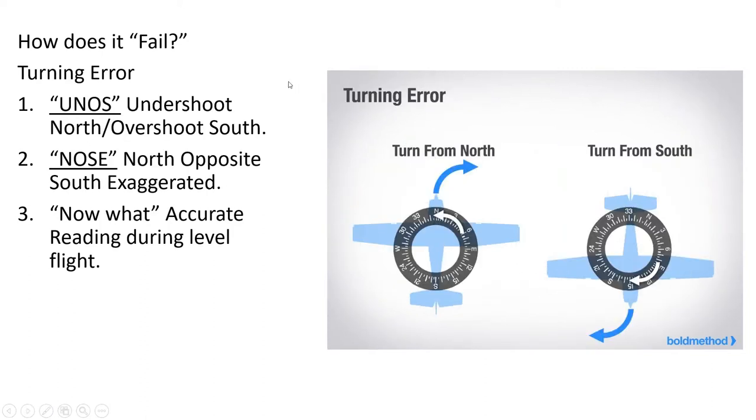So the turning error, right? Undershoot north or overshoot south is one way to think about it, or north opposite, south exaggerated. If we're looking at Mount Adams and we go to turn to the right from the north, it'll make an initial turn. The compass is reading a higher number. But as you keep turning, it catches back up to you. When you turn from the south, it'll actually lead your turn, so it'll appear that it's turning a little bit faster than what you're turning.